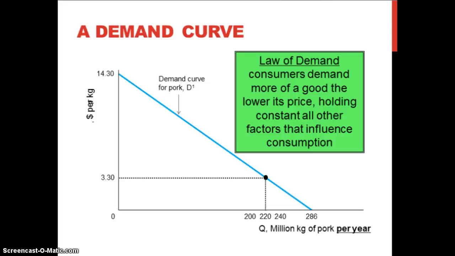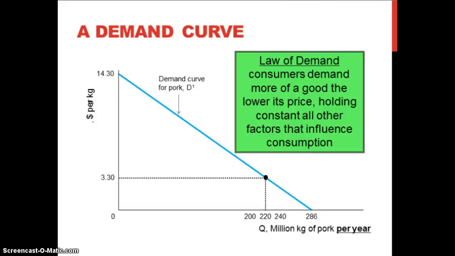Let's talk about the main issue, the law of demand. As you see, the demand curve goes down. When price goes down, quantity increases. So this demand curve shows a negative relationship between price and quantity of pork.